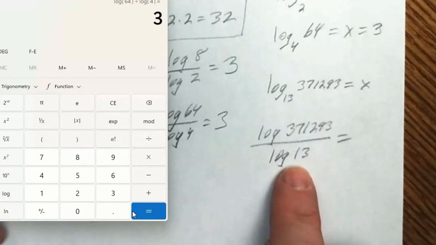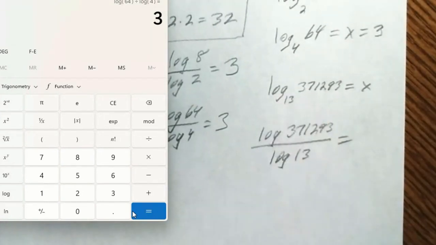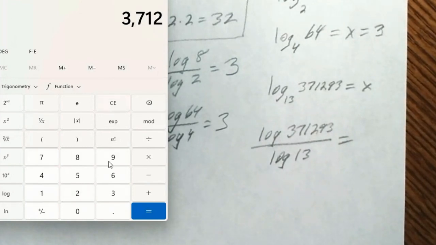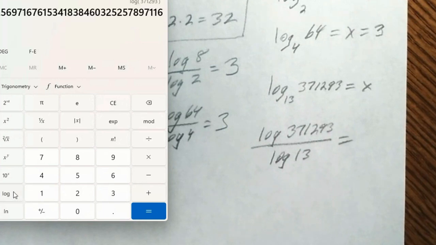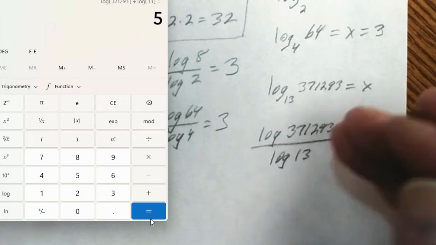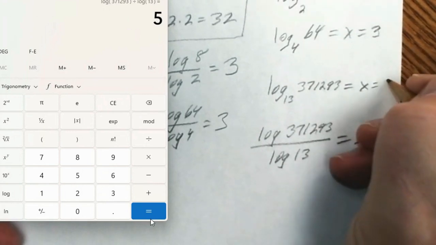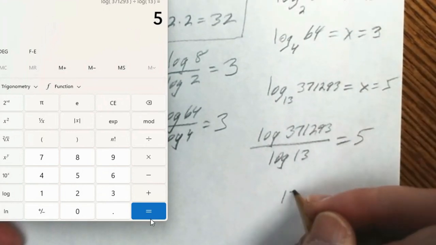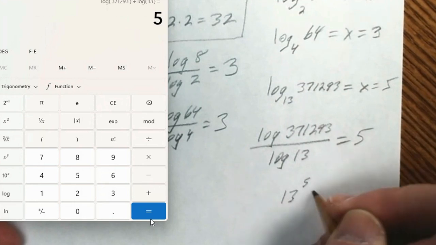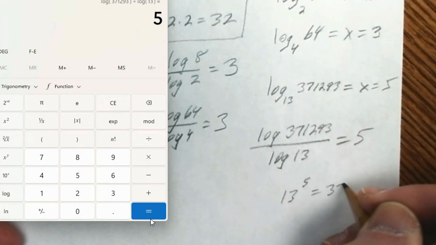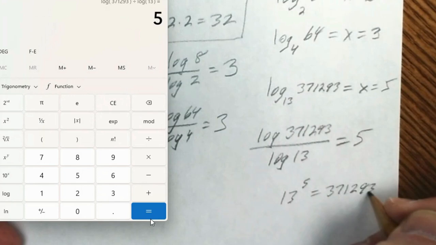How about this nice one, log base 13 of 371,293? What does this equal? The log of 371,293 divided by the log of 13. That's just 5. That basically is 13 to the 5th power equals 371,293. That's the same thing.